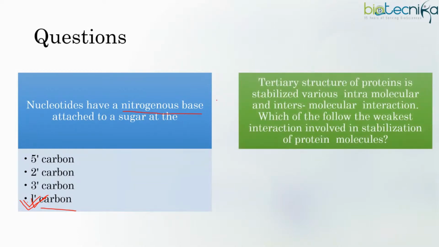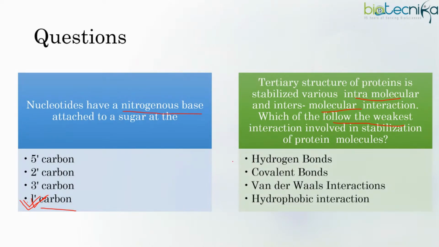Correct answer. Tertiary structure of protein is stabilized by various intramolecular and intermolecular interactions. Which of the following is the weakest interaction involved in stabilization of protein molecules? Out of this, which is the weakest one? Weakest bond. Yeah, Janvi also correct. Very good. Shriram right. Correct answer.